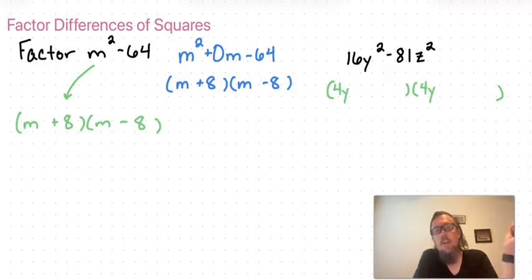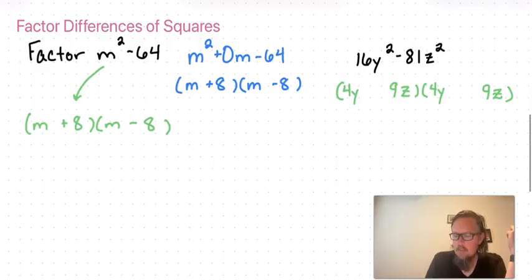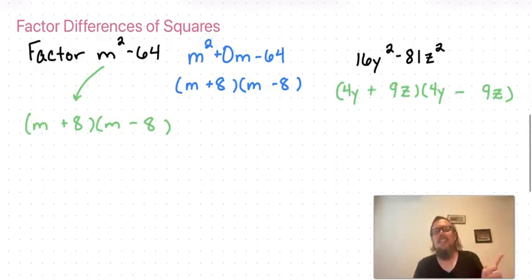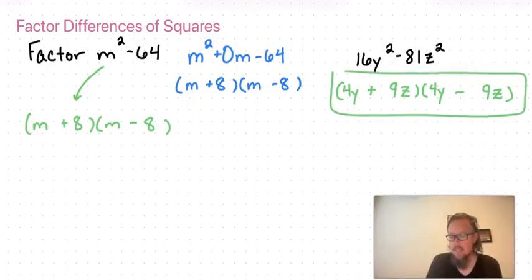And 81z squared is also a perfect square. The square root of 81 is 9, and the square root of z squared is z. Because there's a minus sign in the middle, I'll have one plus and one minus, because that's the only way I can multiply those last terms together and get negative 81z squared. So that is the answer.